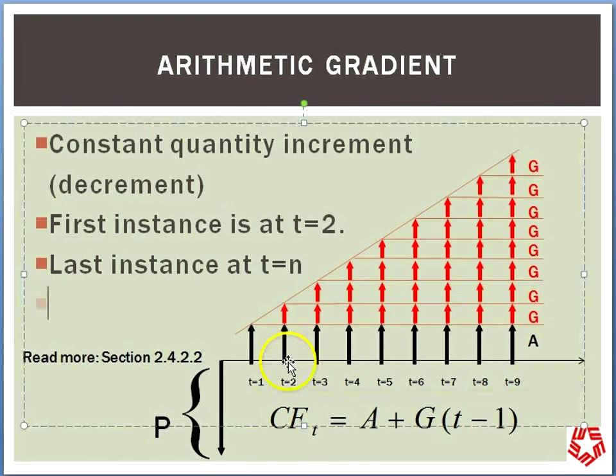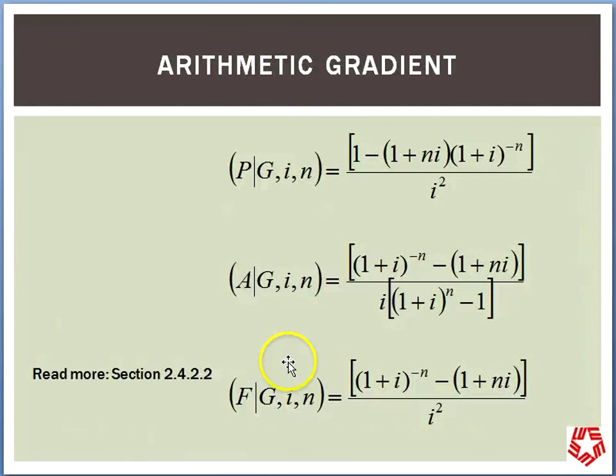Now, the formulas that we can use are depicted in these equations, and you have P given G to make the relation from the gradient to the present. To obtain the annuity given the gradient we have yet another form, and finally we have the future. If we have the gradient, we still have yet another form. So with these results, we can proceed to try to solve a problem.